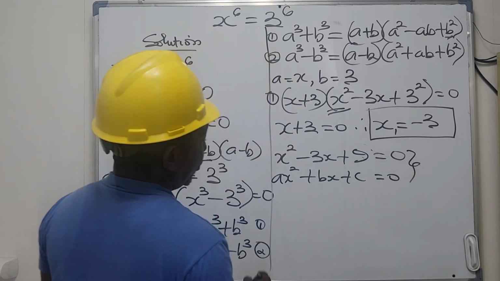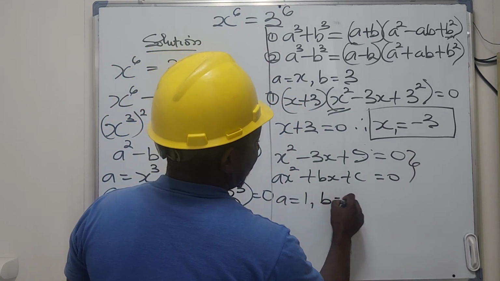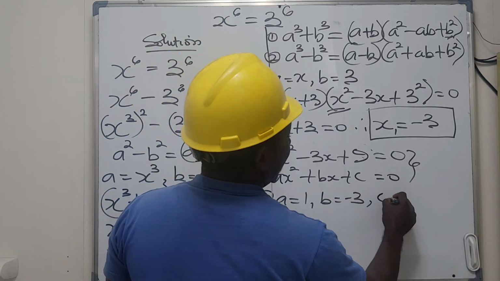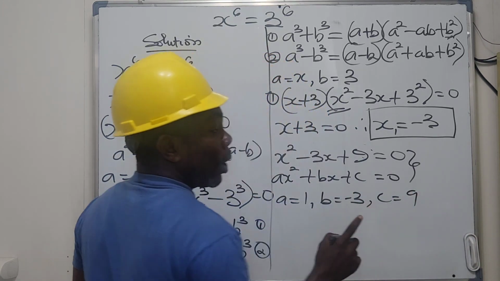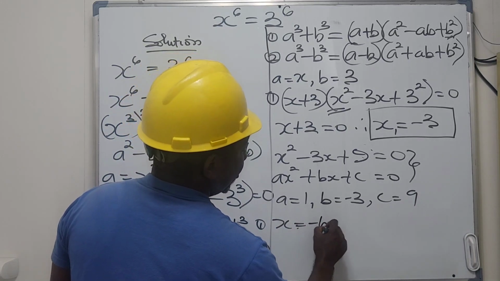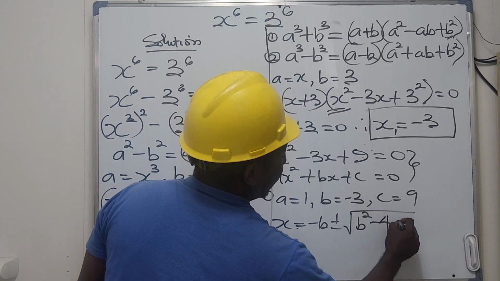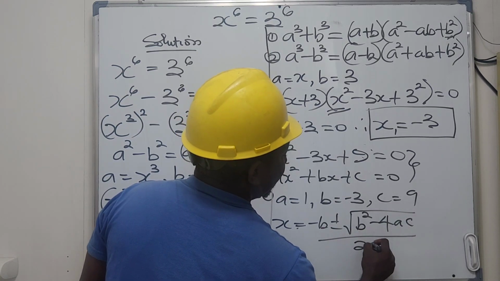Comparing these two equations, we have the value of a equals 1 and the value of b equals minus 3 and also the value of c as 9. Then we are going to substitute into the quadratic formula, which is x equals minus b plus or minus square root of b to the power of 2 minus 4ac all over 2 times a.